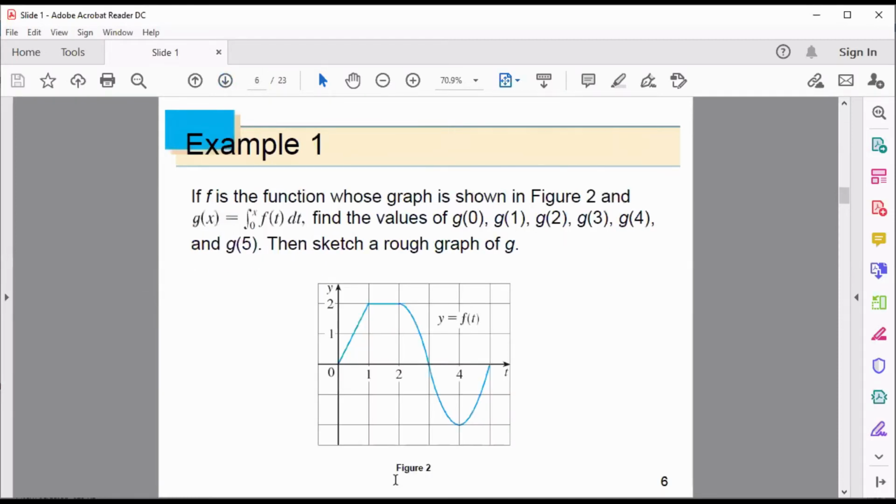As an application, this is a function, okay? And the request here: find the values of g of 0. What about g of 0? What about g of 1, g of 2, g of 3, and g of 4? The request is g of 0 first. What about g of 0?